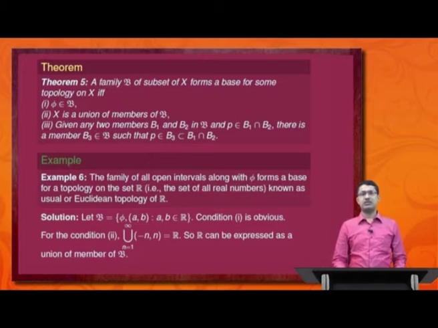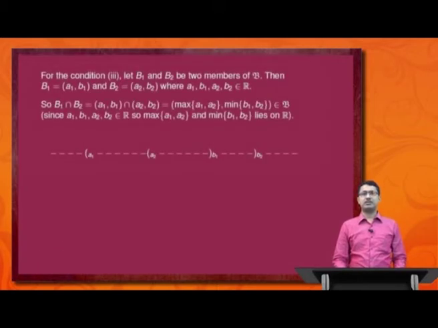From condition 2, the union over n equal to 1 to infinity of the open interval (-n, n) is equal to R. So R can be expressed as a union of members of script B. For condition 3, let B1 and B2 be two members of script B.